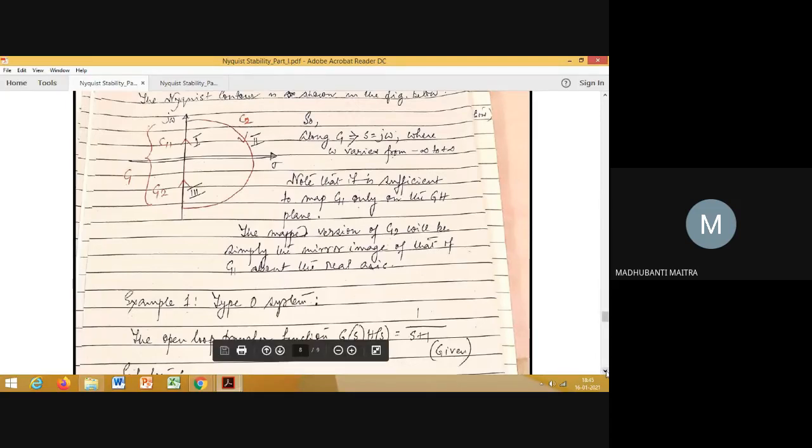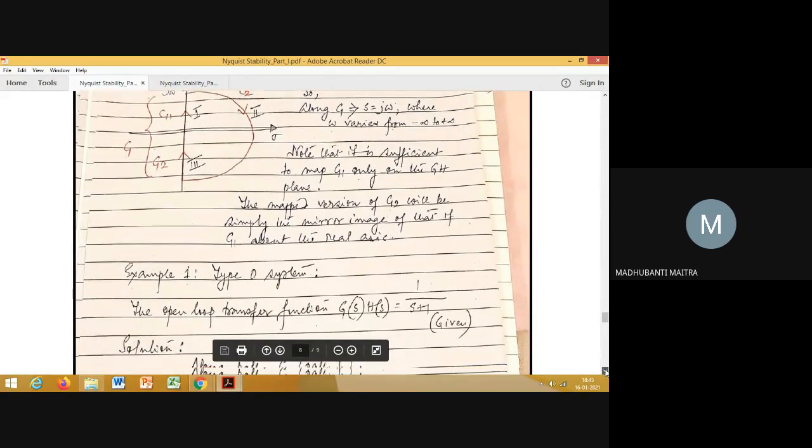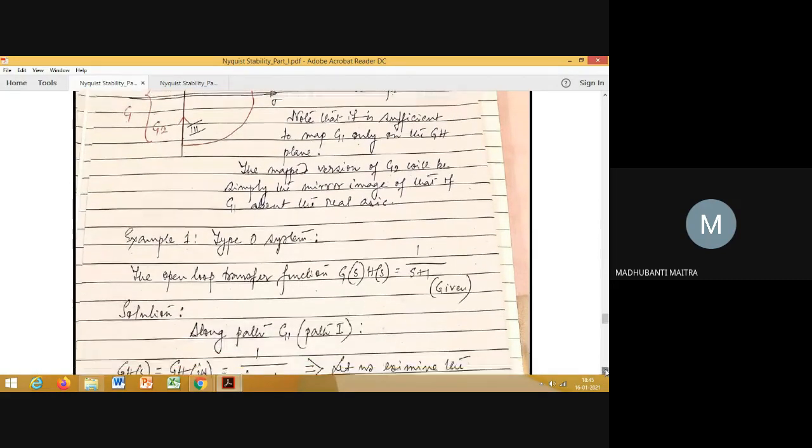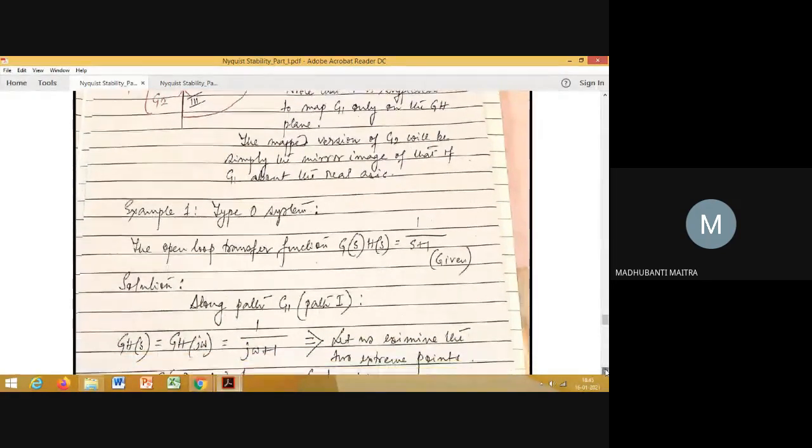Now the Nyquist plot, and particularly the Nyquist contour, is dependent on the type of the system. So first of all, we'll consider a type 0 system, and the open loop transfer function is given as 1 by s plus 1. Please try to follow the steps which I am showing. Now the solution is plus 1, so we'll have to sketch the Nyquist plot.